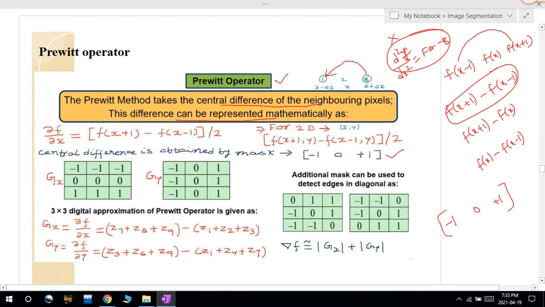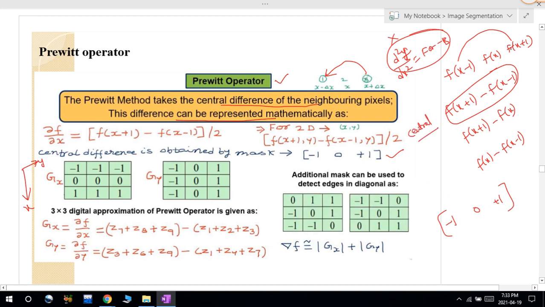So that's why in case of gx, I will try to use -1, 0, 1, -1, 0, 1, -1, 0, 1 in the x direction. Because in the image, I will consider this as x direction and this is y direction. So -1, 0, 1, -1, 0, 1, because I am getting -1, 0, 1 in the central difference.